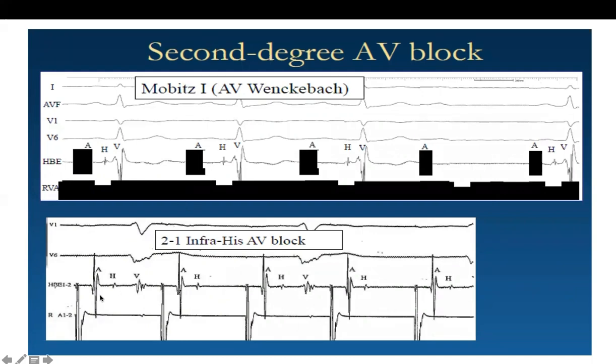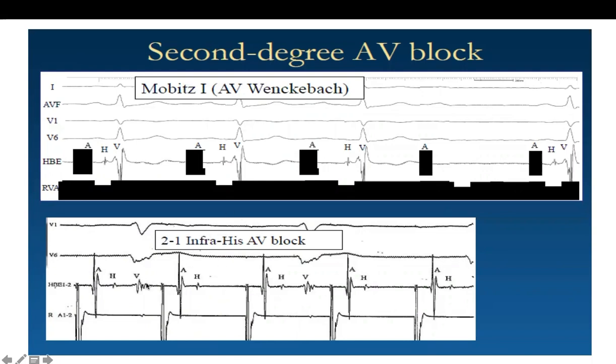The second one, we have V1, V6 surface ECG with His bundle intracardiac tracing, and this is atrial pacing, the high right atrial. I have the pacing spike, then A, H, V, then pacing spike A, H, then there's no V. Again, spike A, H, V, then spike A, H, there is no V. So this is 2-to-1 AV block with the infrahisian block.